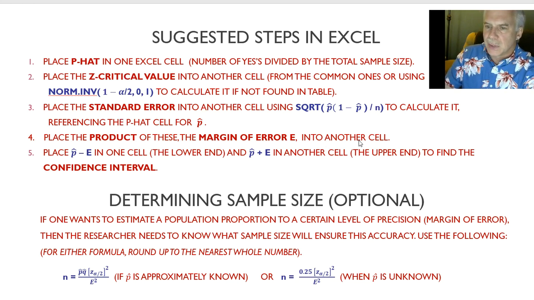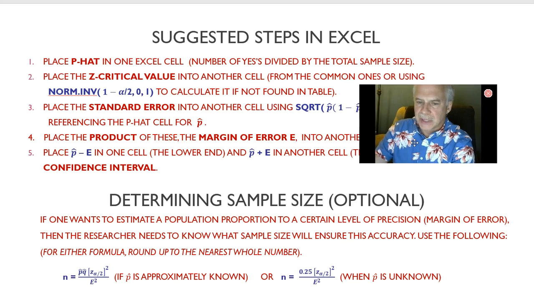And put that into another cell. And then last of all, you're going to do the lower end and the upper end. So p hat minus the margin of error and p hat plus the margin of error into two different cells to find your confidence interval. All right. So that's a summary of the steps for Excel.